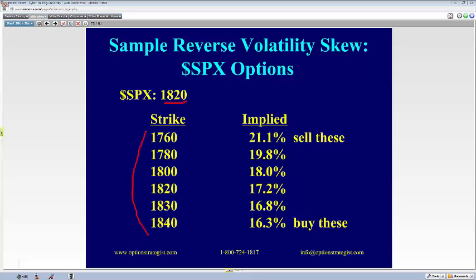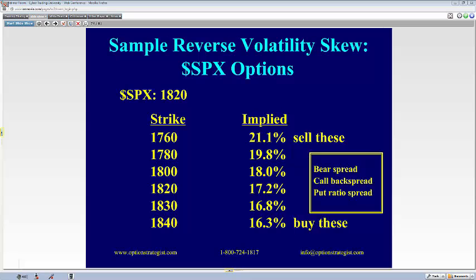If we looked at these strikes, these were the implied volatilities. And you can see that the highest implied volatility is at the lowest strike, and the lowest implied volatility is at the highest strike. So if we were looking to do something theoretically attractive, we'd like to sell this high implied volatility and buy this lower implied volatility.